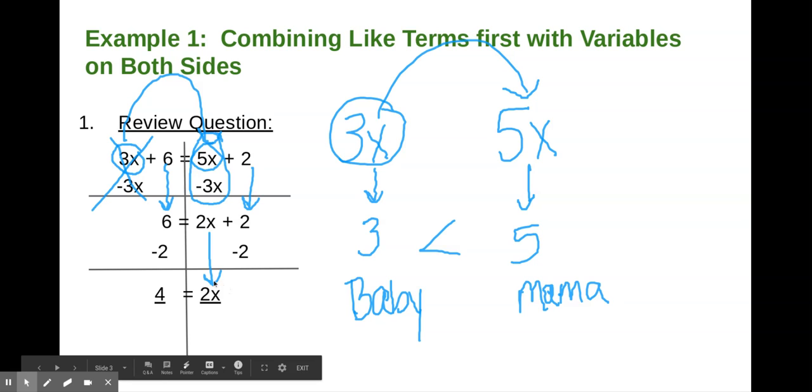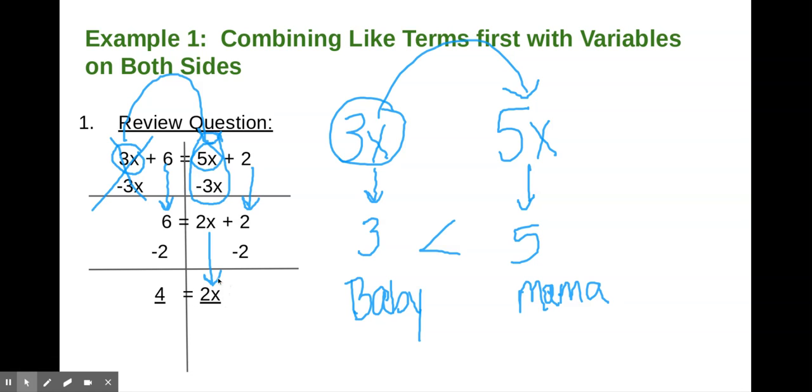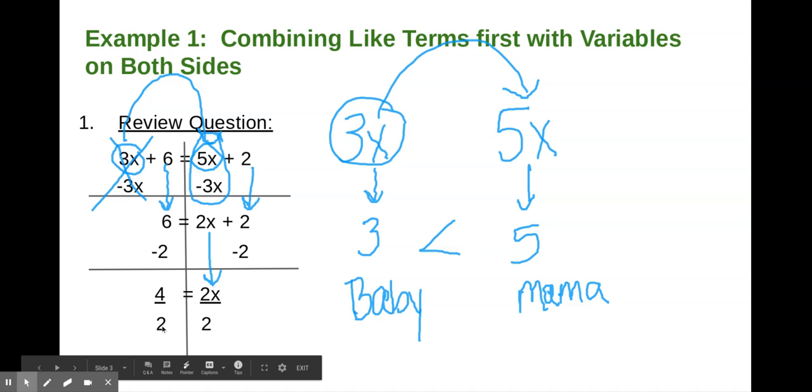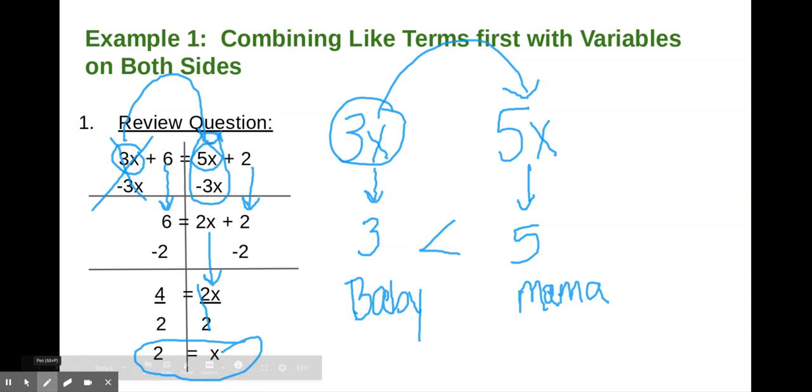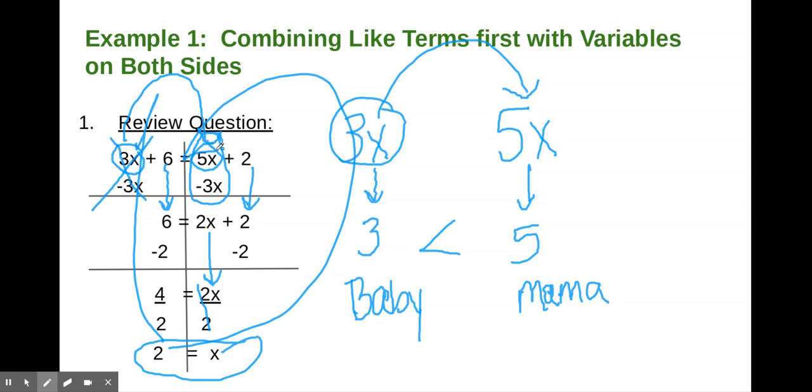And I'm going to divide here because this is 2 times x. So I'm going to divide both sides by my coefficient of 2. So the 2 and the 2 on the right side cross out. And what I'm left with is x equals 2. Okay, 4 divided by 2 is 2. And like I said yesterday, you can substitute your answer back into your equation, back inside your x.